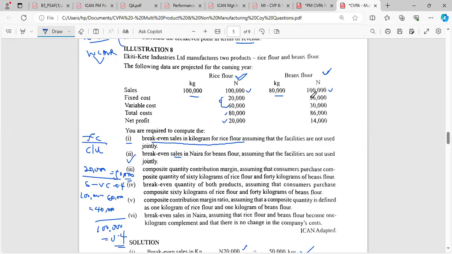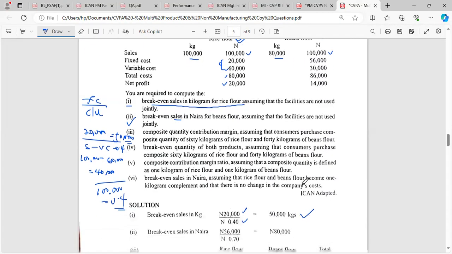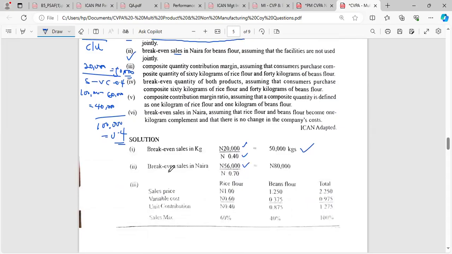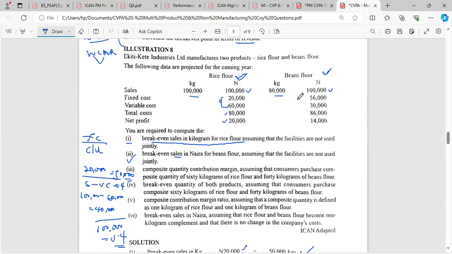So what do we do now? Our fixed cost for bean flour is how much? 56,000. So let's get our contribution per unit. Contribution per unit here is 0.7. How did they get 0.7? Contribution per unit is simply sales minus variable cost. What is the sales here? 100,000. What is the variable cost here? 30,000. So our total contribution is 70,000.